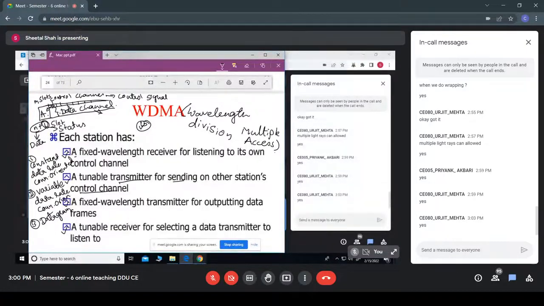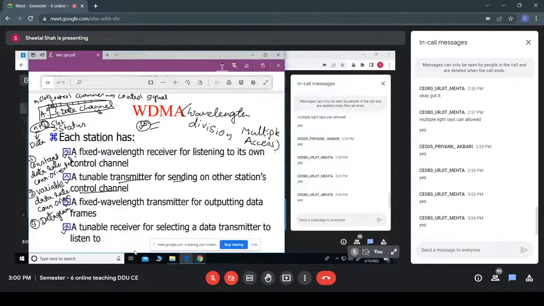So if data has to be sent through the data channel, then a transmitter should be there, which is a fixed wavelength, and a tunable receiver. Say suppose it wants to communicate with B, and A wants to send some data, then A has to put its data onto its data channel. Whereas if it wants to receive something from B, then A has to tune its data channel to B's data channel so that it can receive it from B. Is this thing clear?